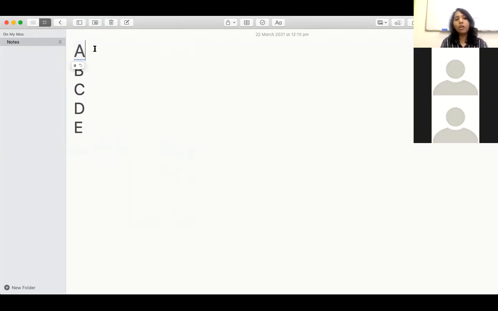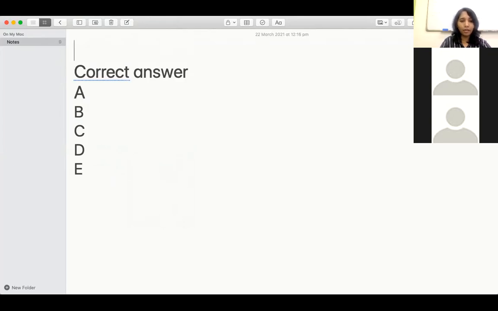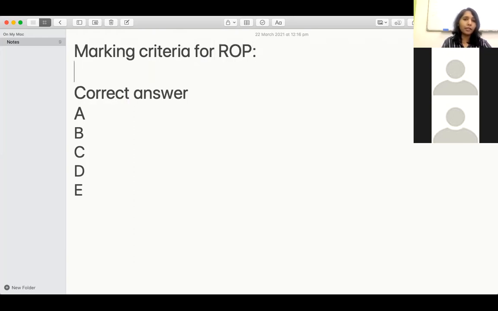Your job, if this is in the wrong order, is to put them in the right order. Now imagine this is the correct answer. You've put it in the right order. This is the marking criteria that I'm telling you about for reorder paragraph, which I'll write as ROP. If this is the right answer, you've put them in the right order.